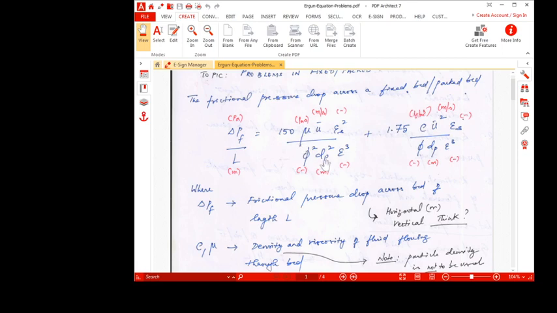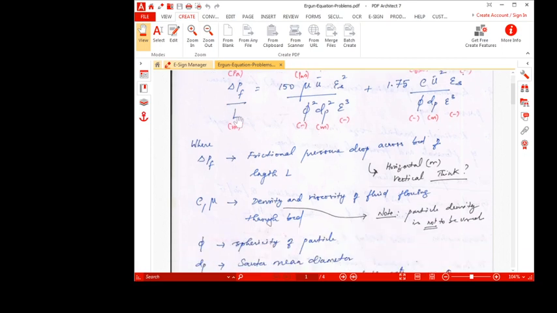dp is the mean particle size. Typically the Sauter mean is used, and phi is the sphericity of the particle. If sphericity is not given, we can typically assume it to be 1. L is the length, or typically the height, of the bed part alone across which this frictional pressure drop is computed or is to be estimated.